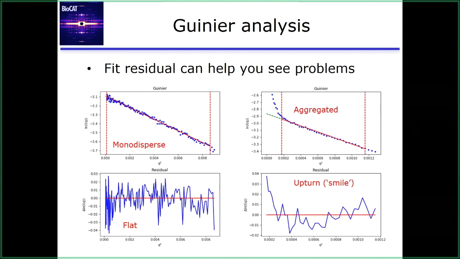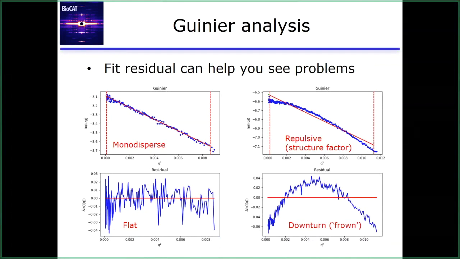Colloquially in the field, people often refer to this as your residuals smiling at you. If your residuals are smiling at you, it's not good. Likewise, if you have a repulsive structure factor, which I'm showing here, you get a characteristic downturn in the residuals. They're frowning at you. Neither is good. You want these nice, flat, randomly distributed residuals. Both the fit and the residual of the fit give you a lot of information about what's going on at low Q, and these are the things you want to look for. In the software tutorials tomorrow, we'll have examples of both good and bad data, so you can start to get a feel for what this looks like when you're actually doing the analysis.